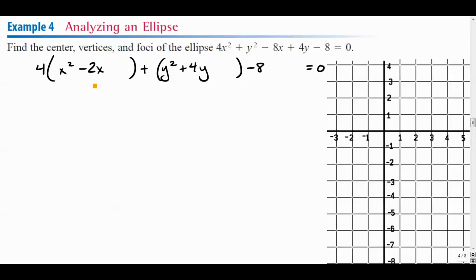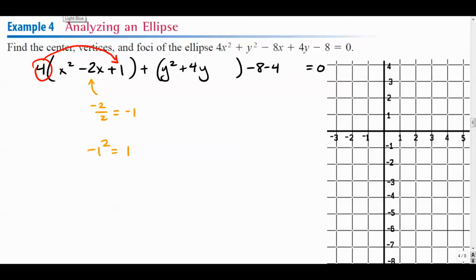We want to divide this in half. Negative 2 over 2 is negative 1, and you square that. Negative 1 squared is positive 1. So positive 1 goes right here. And remember, since we added that to the left-hand side, we need to counterbalance that. But it's not a 1, it's actually a 4. It's a positive 4, so I'm going to take 4 away.